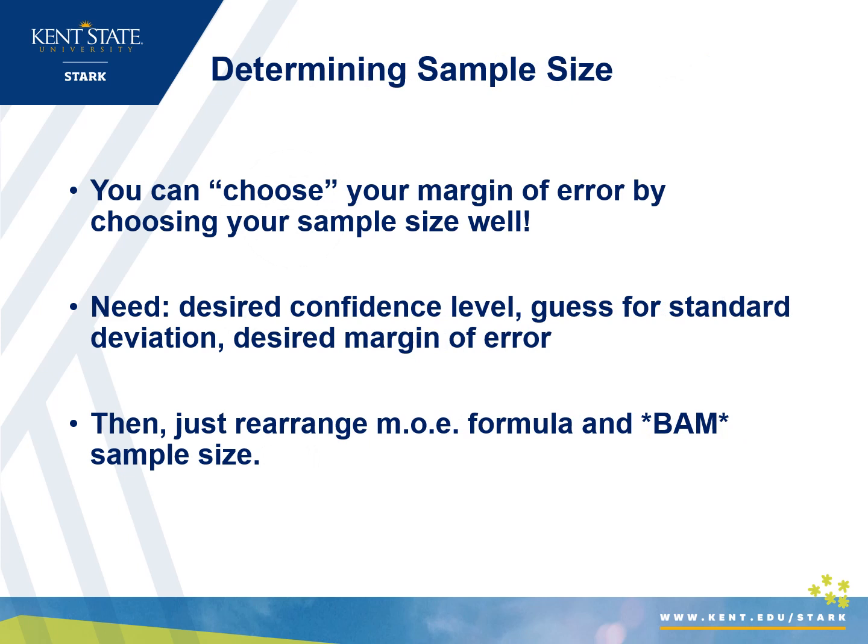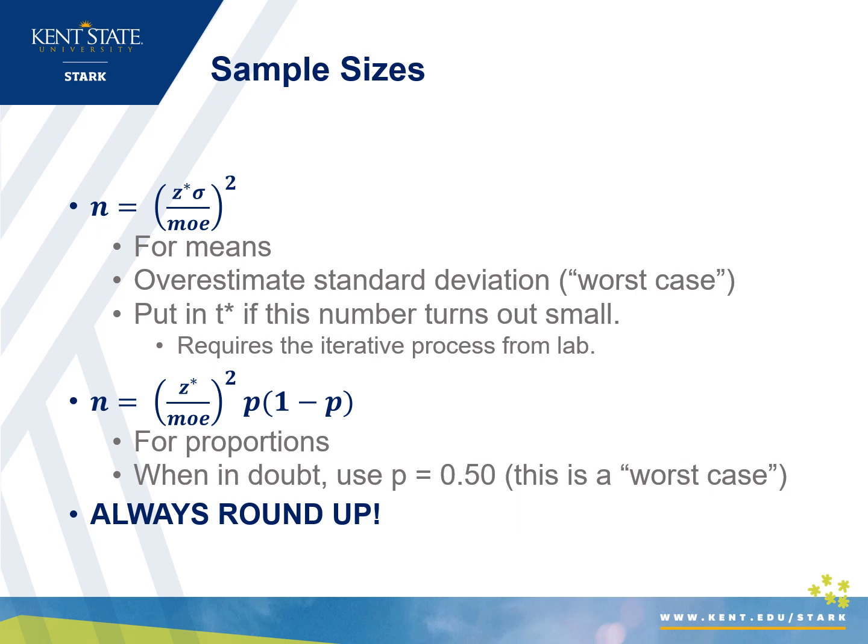Last topic here. The equations we have here can be rearranged to allow you to choose your margin of error, if you get to choose your sample size. As long as you have the other elements, the desired confidence level, so you can have the right multiplier, a reasonable guess for the standard deviation, and your desired margin of error, you can rearrange the formula for margin of error to determine what sample size is needed for a specific margin of error. Here's the result for both means and proportions.